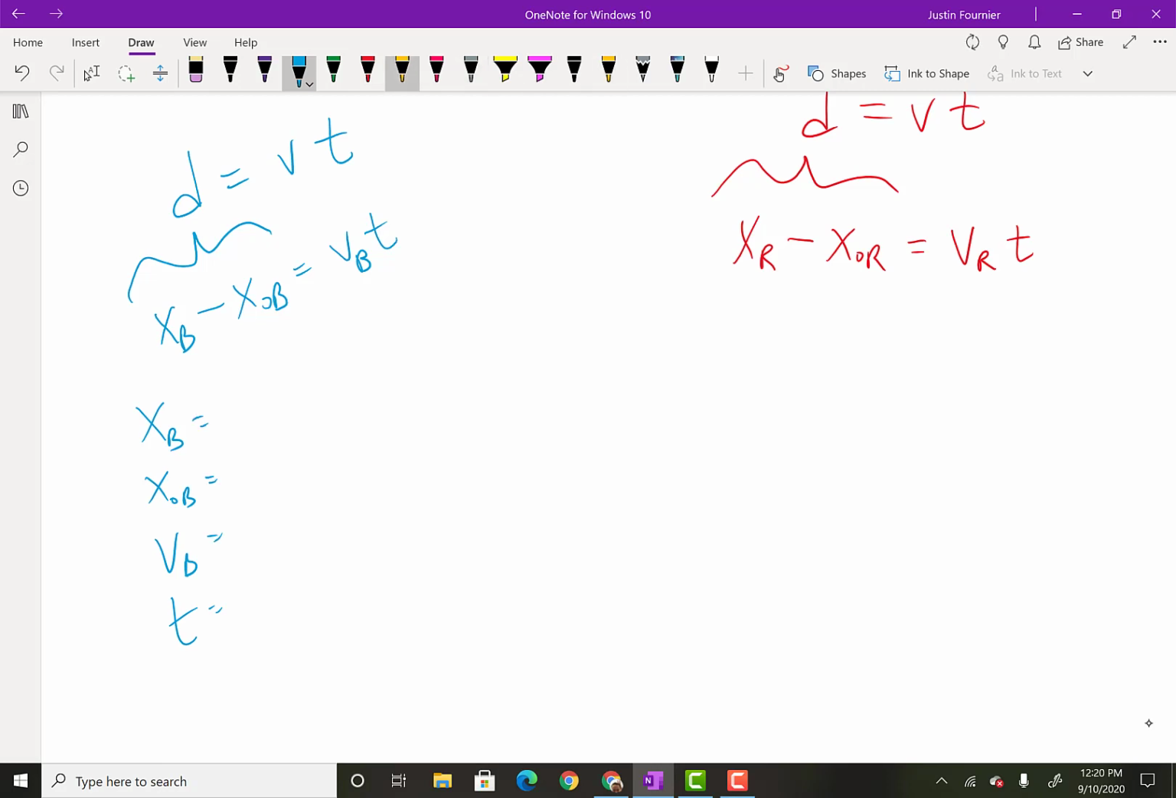And here is all the stuff for our red car. Final position, initial position of the, oh, sorry, that's the red car. Velocity of the red car, and the time.